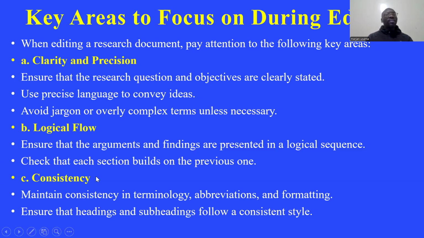Then number three, consistency. Maintain consistency in terminology, the words that you are using. If you are using a terminology in chapter 1, you should do the same in chapter 2, chapter 3; it will be the same term. Abbreviations should also be consistent, and formatting. Ensure the headings and subheadings follow a consistent style. For example, if all your chapters are size 18 Times Roman, you have to ensure all the chapters are the same size and font.